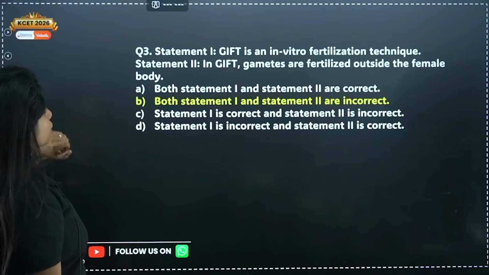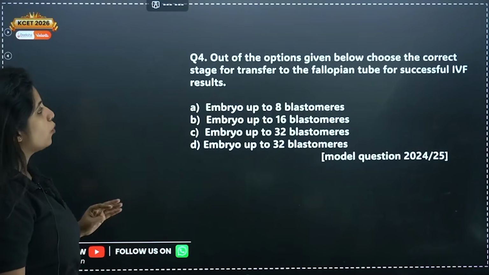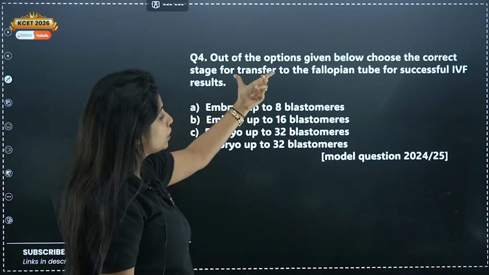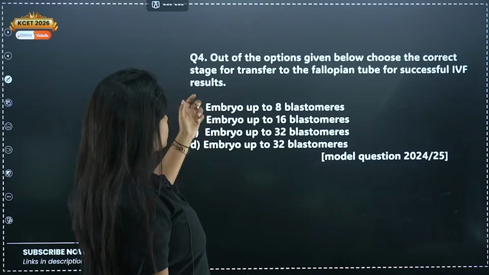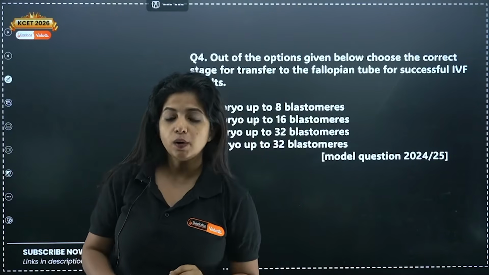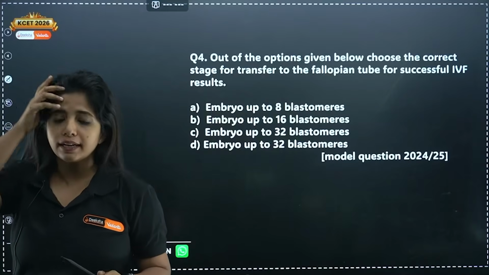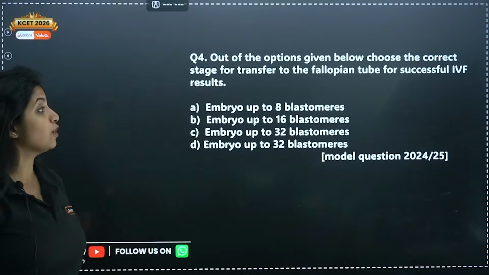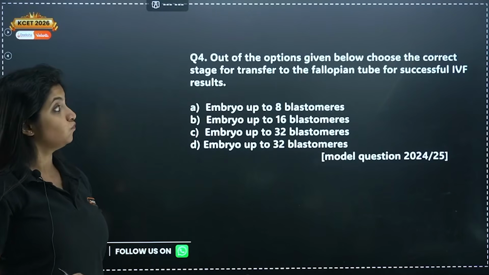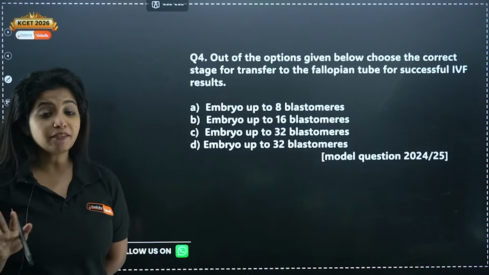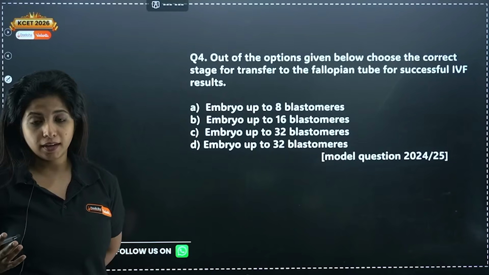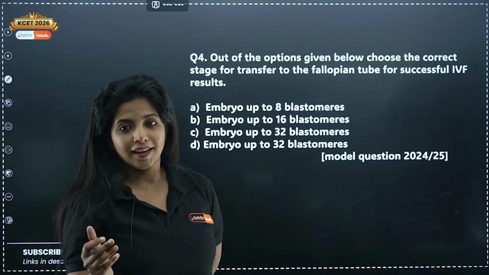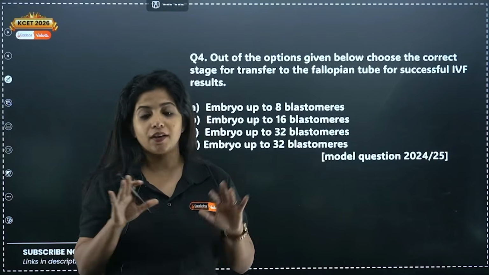Going ahead with the next question that we have, question number 4. Out of the options given below, choose the correct stage for transfer to the fallopian tube for successful IVF results. You want IVF, in vitro fertilization, to happen. And in which stage will you transfer the embryo so that you make sure that everything is normal?